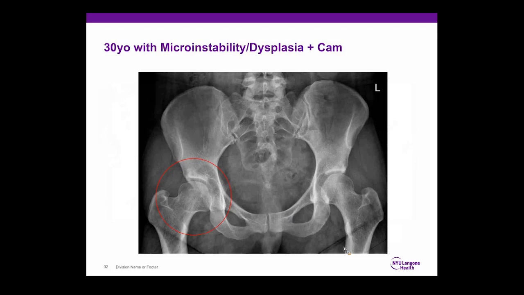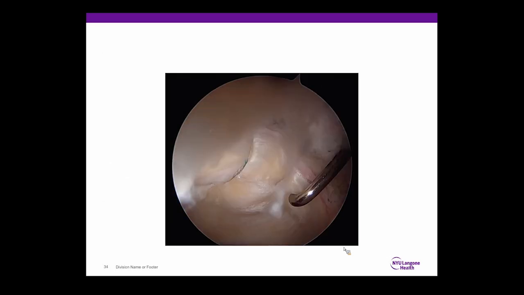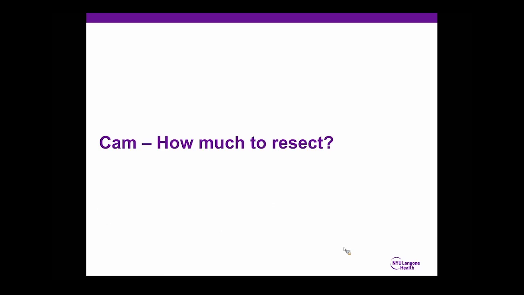So what do we do? And this is where it can be very helpful to work with other colleagues who do PAOs. This is a case that Pablo and I did together. The patient had a labrum tear. We fixed that and then did a PAO, and they did great. CAM is on the other side.